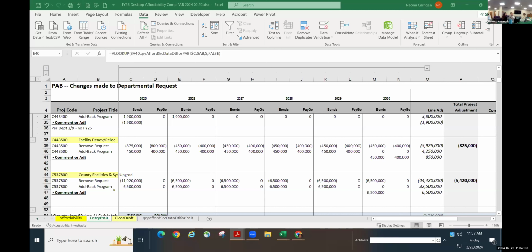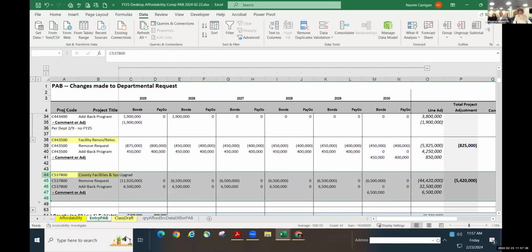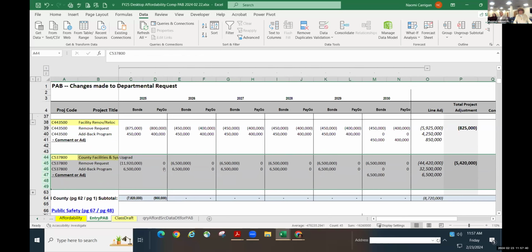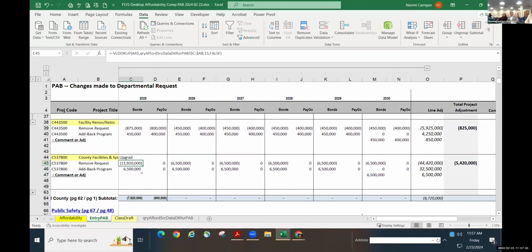On the county facilities, I'm trying to remember, I'm not helping our situation here. On the county facilities for the 11-9, that was specific equipment, right? Yeah, I remember that. I wonder if we shift and give them that in 25, but go down $1 million for the rest of the years. So for fiscal year 25, give them the 11,920.